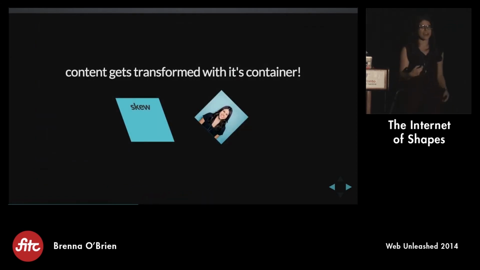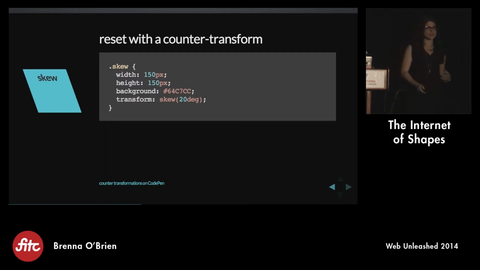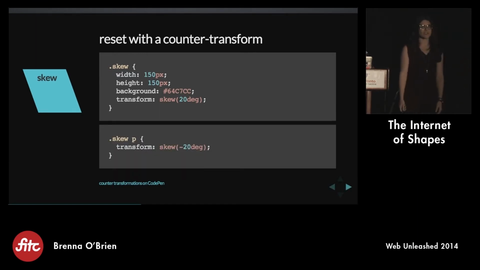So remember when I said that that text was slanted when we skewed the boxes? It's an important thing to note when you're working with transforms that content actually does get transformed with its containers. So be careful there. Good thing is that there's a fix for that. What you're going to do is you're just going to apply the opposite transformation on the contents inside. So if we have a 20-degree skew on the container, we'll do a minus 20-degree skew on the content inside to return it to its nice unmutated state.